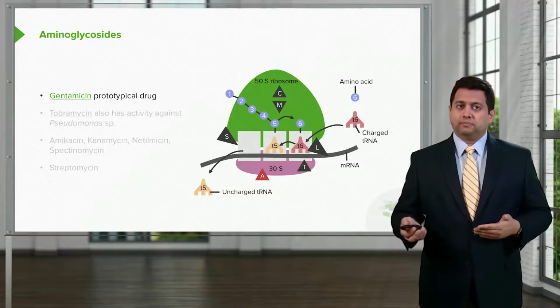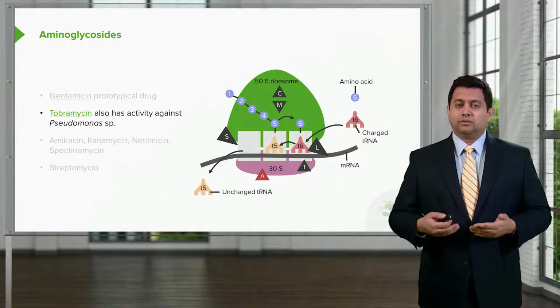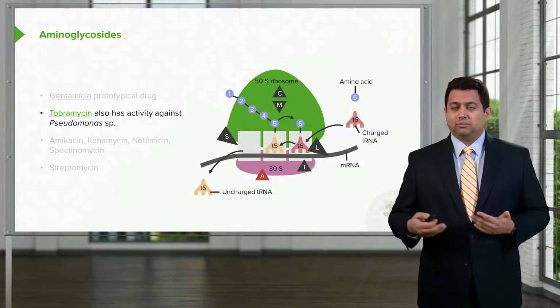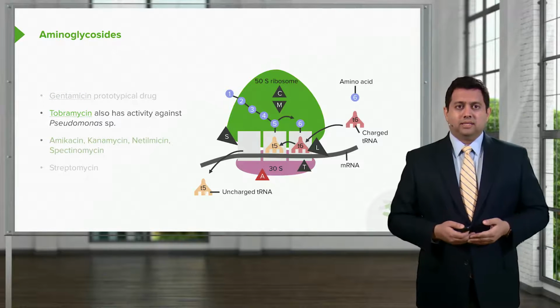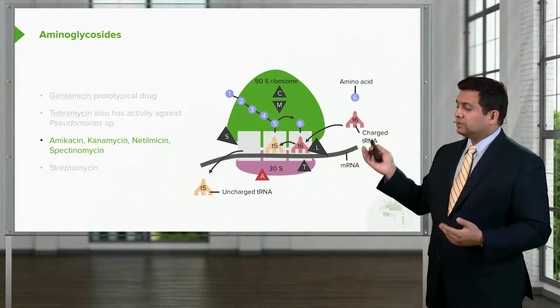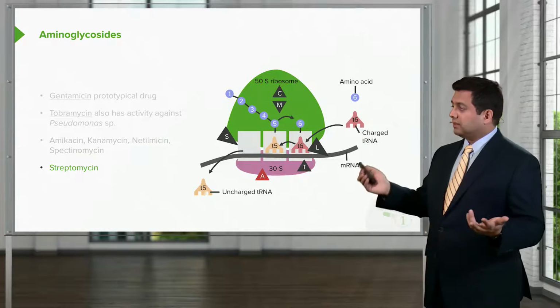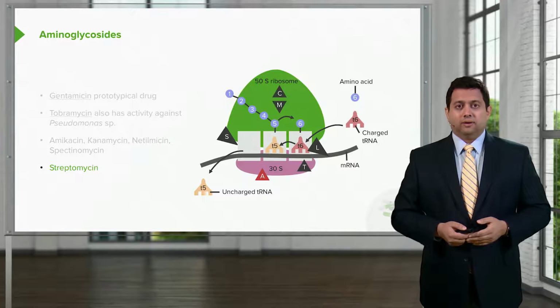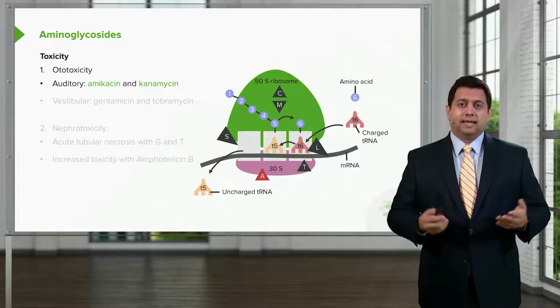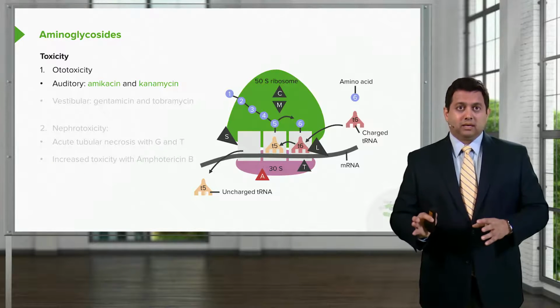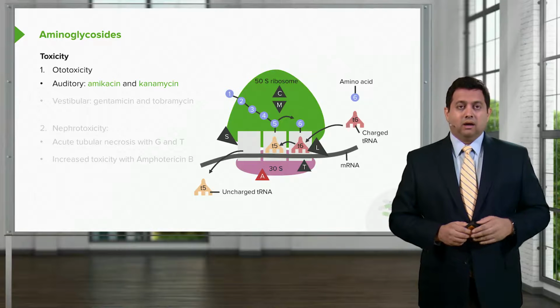Gentamicin is the prototypical drug. Tobramycin also has activity against Pseudomonas, and it's used more in gram-negative disease. There are a whole list of those aminoglycoside antibiotics, and streptomycin is one of them, and it's certainly a very effective class. Now, toxicity is going to be a big concern with aminoglycosides.